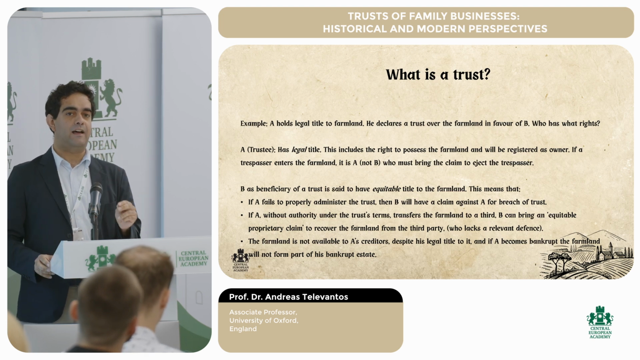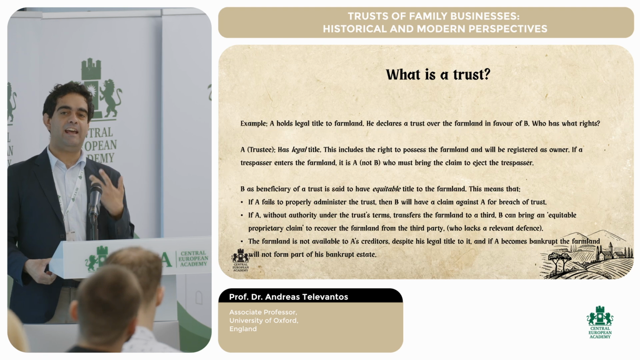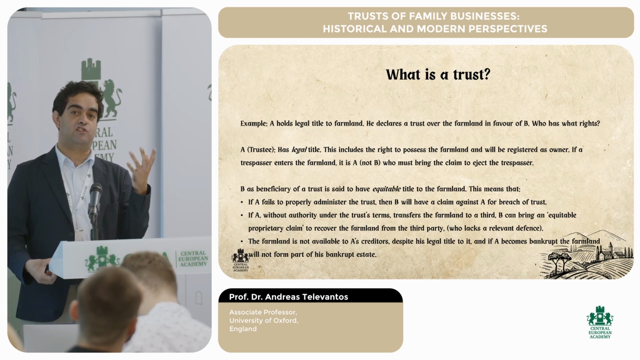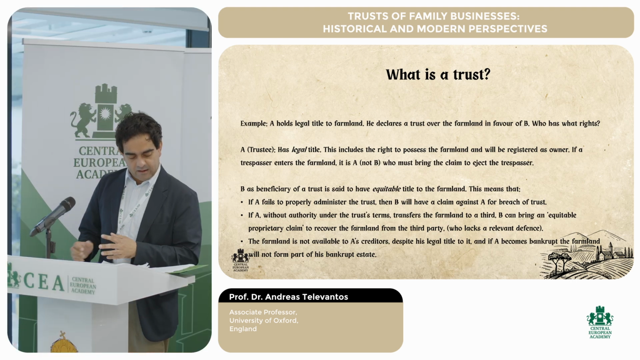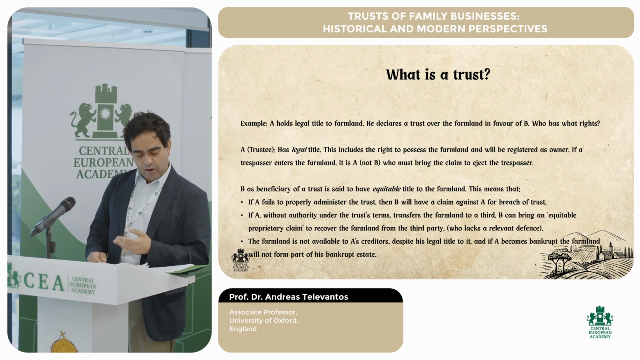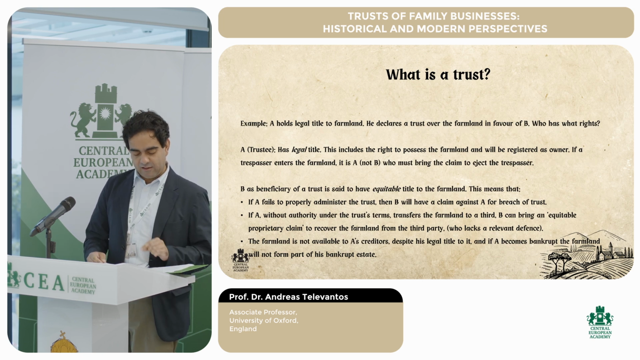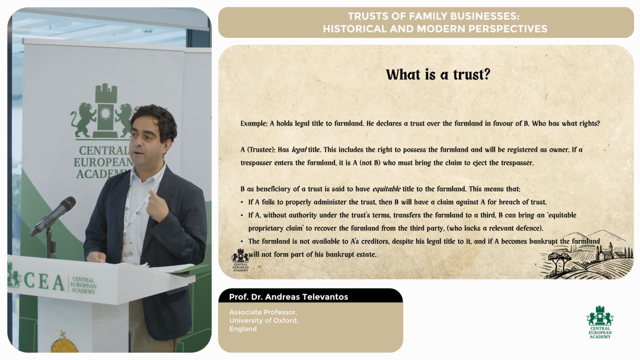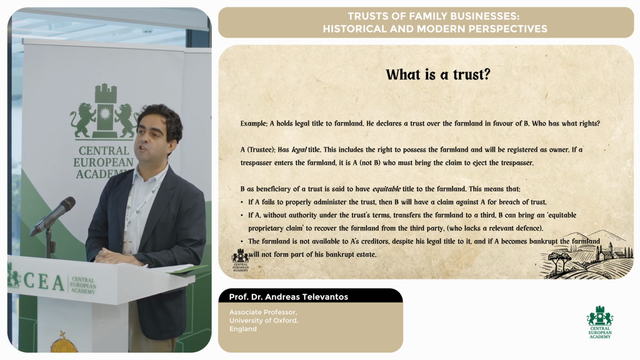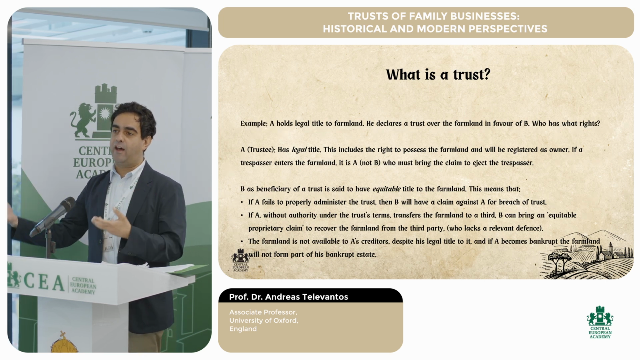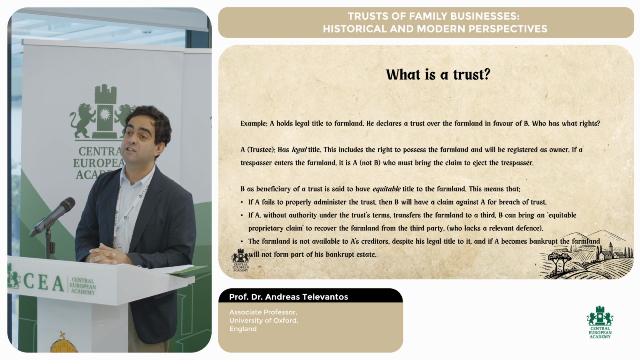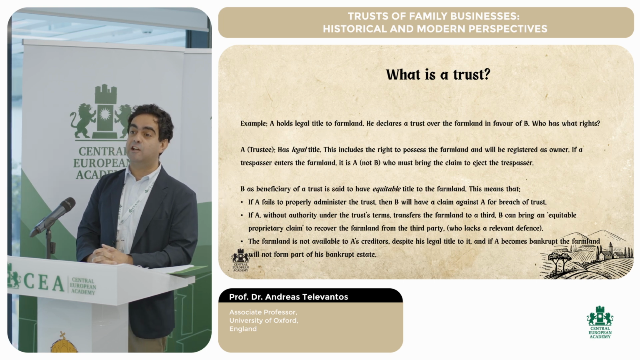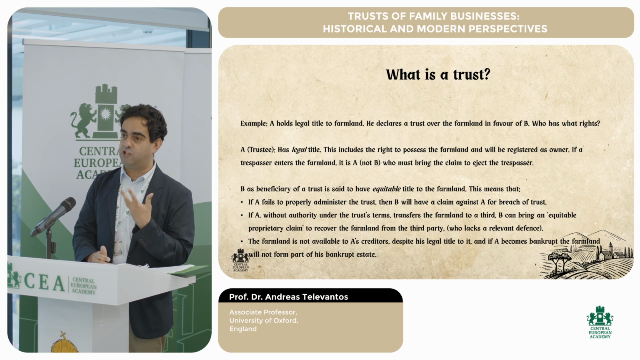But trusts go beyond that because the beneficiary of the trust does not merely have personal obligational rights as against the trustee, they also have proprietary rights in the following way. For instance, if A, without authority under the trust's terms, transfers the farmland to a third party, then B, the beneficiary, can bring what is known as an equitable proprietary claim to recover that farmland and have it either transferred into his own name or into the name of a new trustee. And the Oxford jurist Peter Birks described this as the closest English law ever came to a vindicatio, the vindicatio of Roman law.